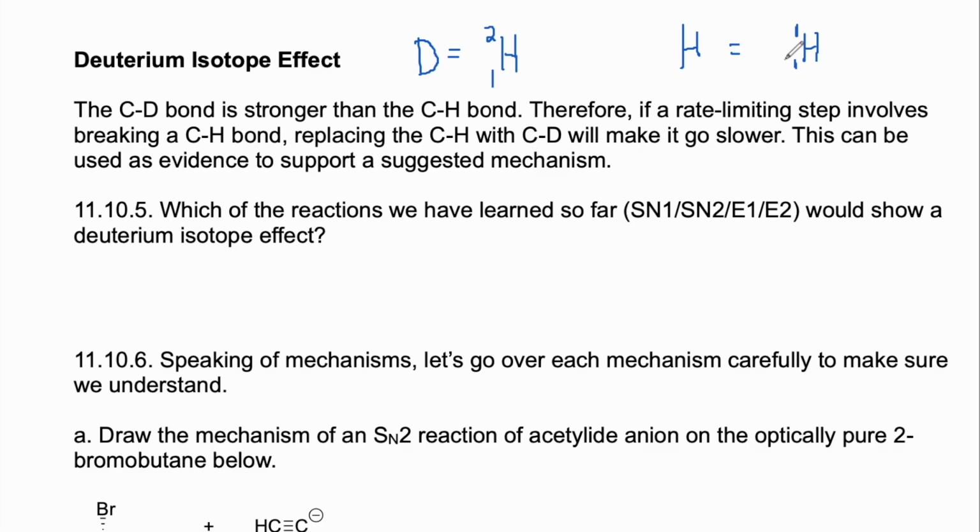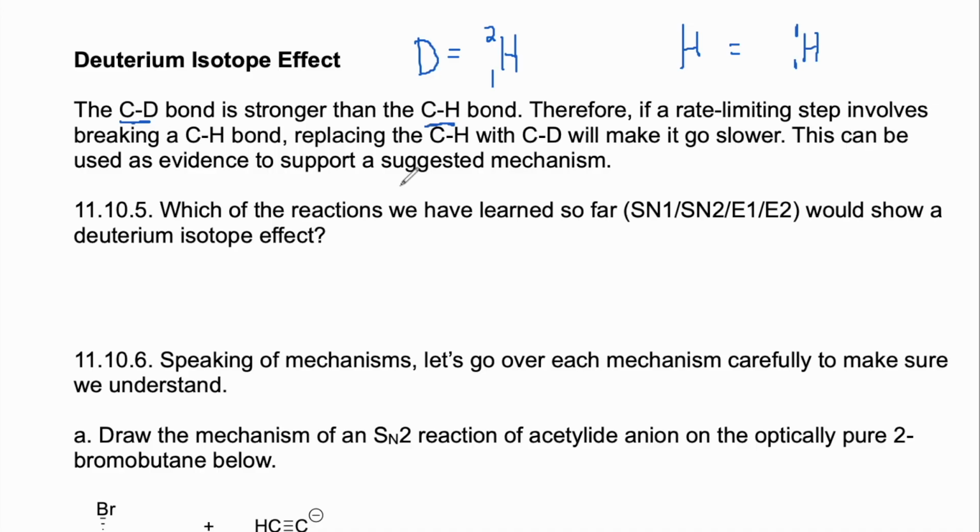Both of them have the atomic number 1, but there's a difference in the mass because the deuterium has that neutron in the nucleus that gives it double the mass that a quote-unquote normal hydrogen atom has. And so the deuterium is heavier. Also, the bond between carbon and deuterium is stronger than the bond between carbon and hydrogen.